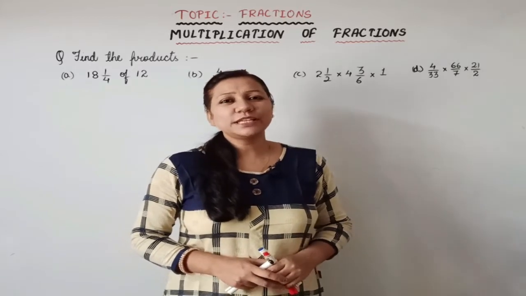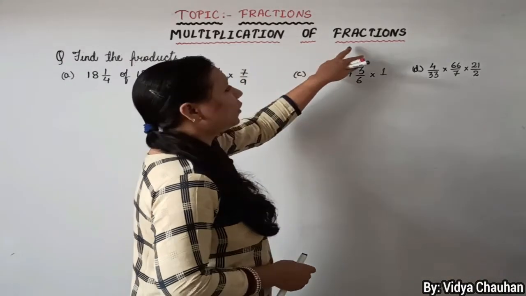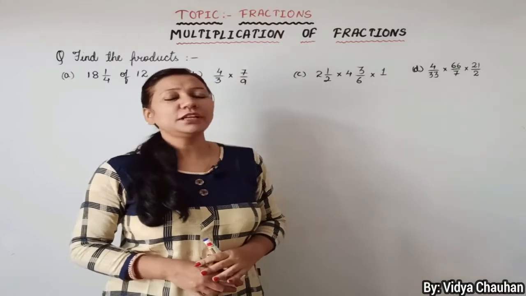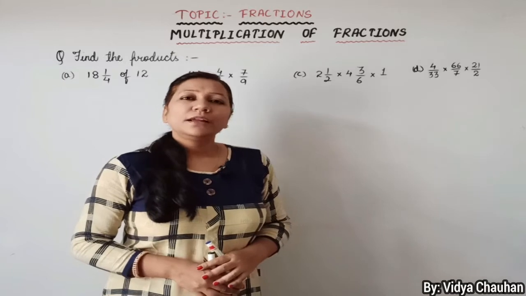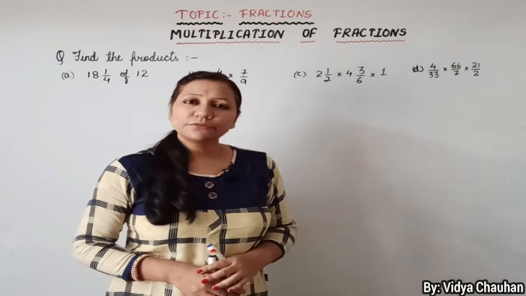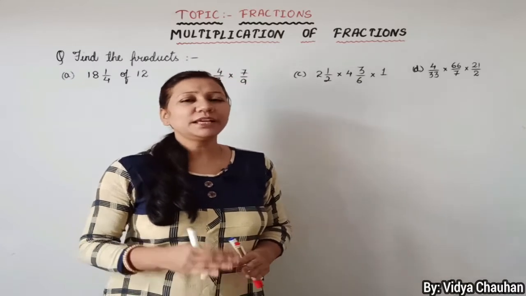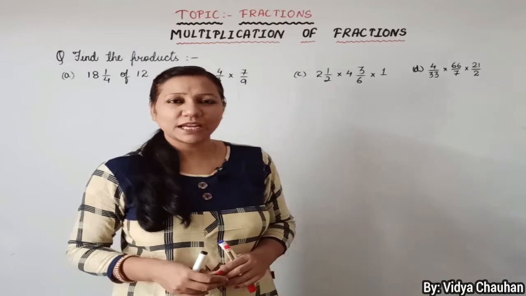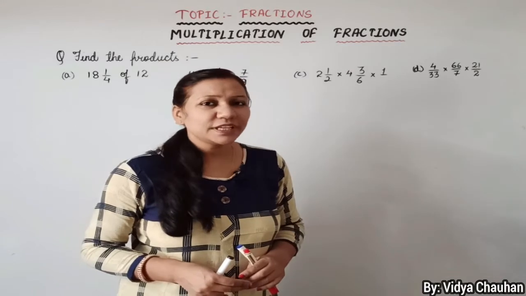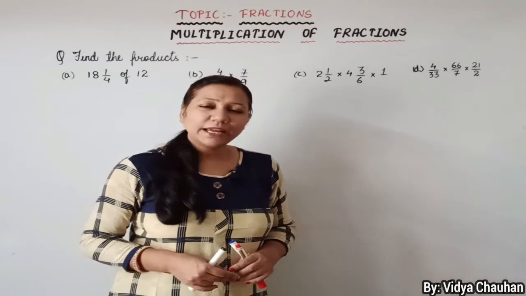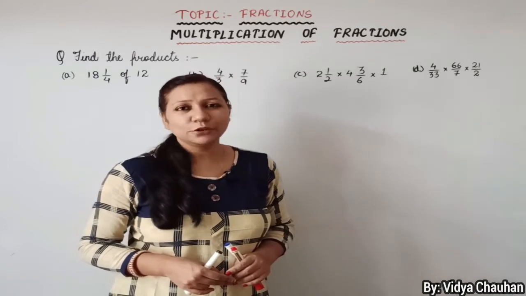Let us start our today's lesson, and our topic for today's lesson is multiplication of fractions. So today we will study how to multiply the two given fractions. Now the multiplication of fractions is a very easy method in which we simply have to multiply the numerator of the first fraction with the numerator of the second fraction, and the denominator of the first fraction with the denominator of the second fraction. After multiplying, what we have to do is reduce the fraction to its lowest term.